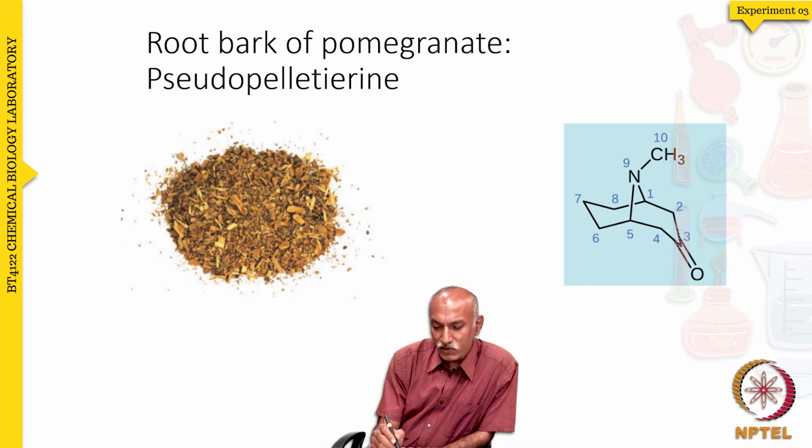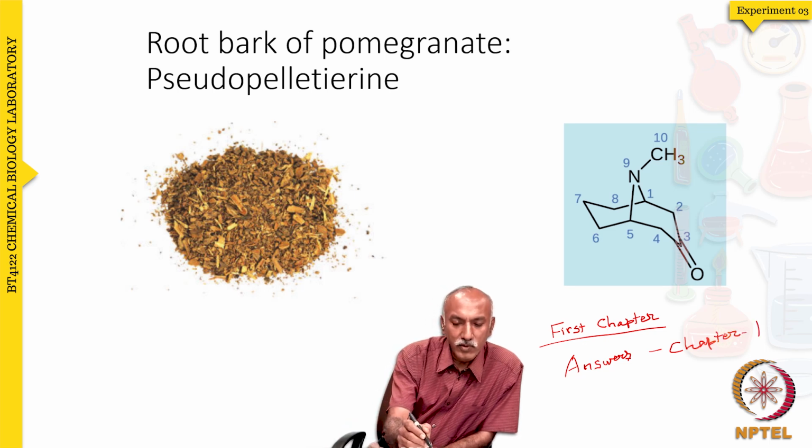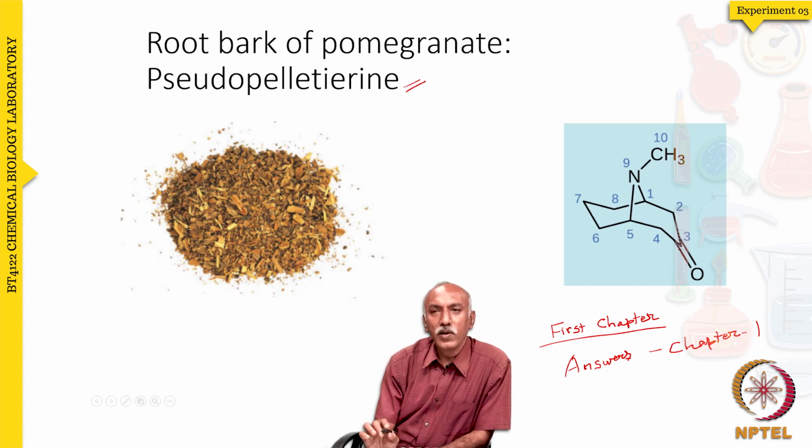Please go through this chapter alone, only the first chapter from this book, on the isolation of all these molecules, and prepare the questions. Prepare the answers for the questions present in that particular chapter, only chapter 1, not any other chapter, the one that talks about the pomegranate and pseudopelletierine. This is the only thing we are talking about.